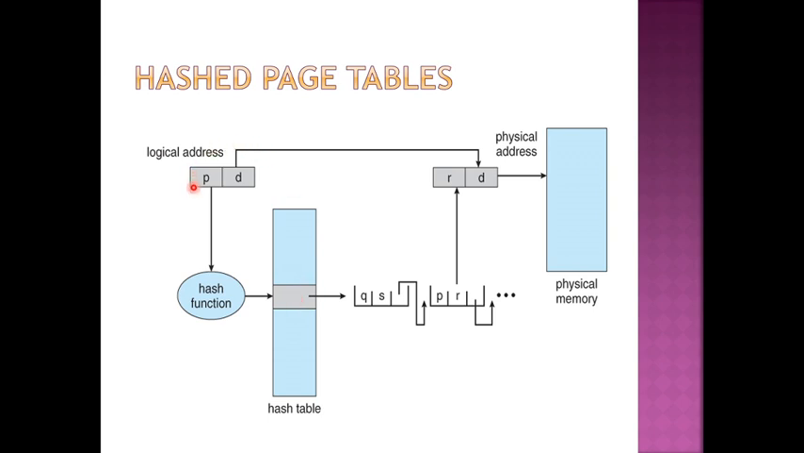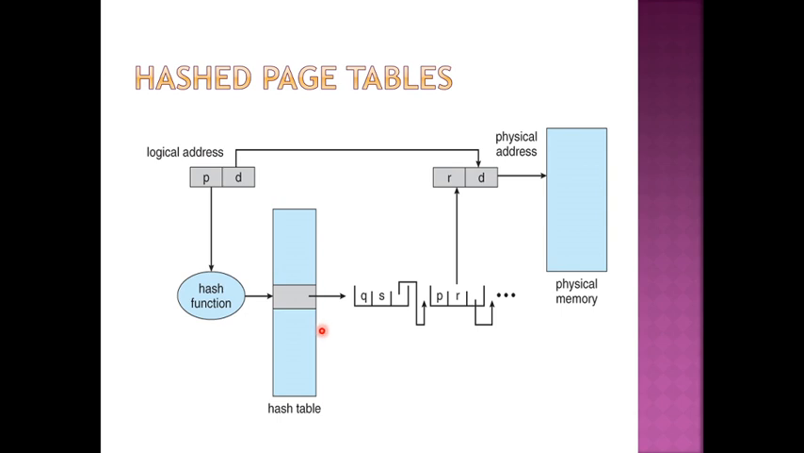Now with page number P, if I run the hash function, it points to this entry. In this entry, I start comparing the values. Compare P and Q. Is it matching? No, it is not matching. So move on to the next element in the list. Here P and P are matching. So what is the corresponding frame number? The frame number is R. So the frame number is taken, it is added to the offset, and you get the physical address. So if you're using a hash function, it becomes very easy. You can store multiple values.